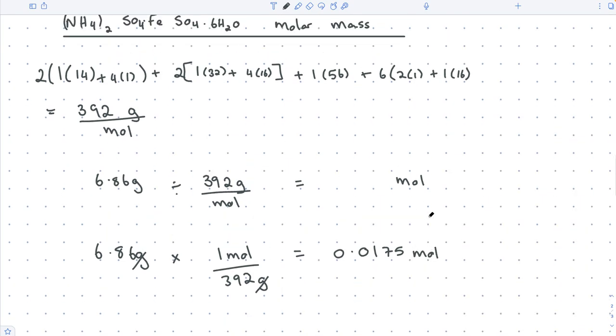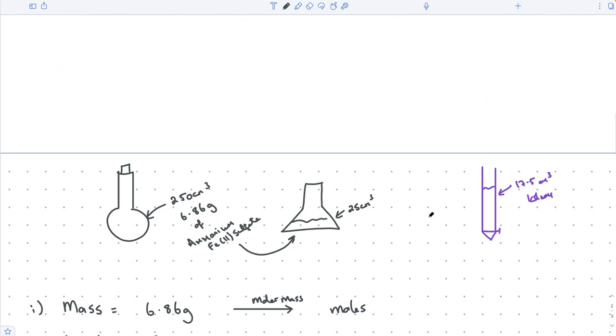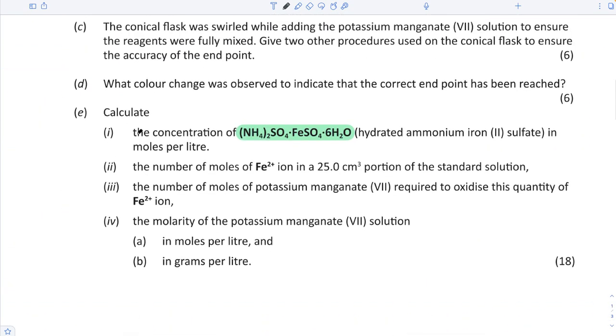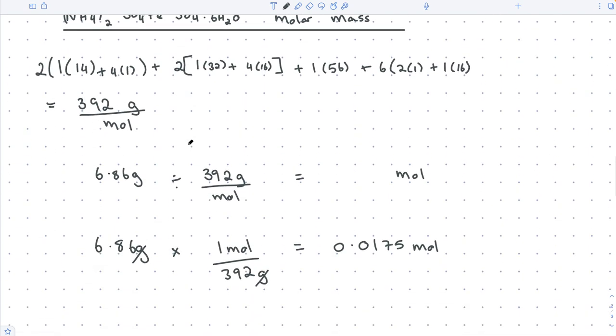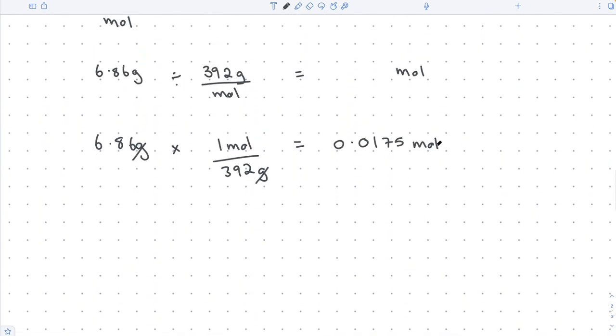Let's go back up to the question and see have we answered it fully. So we go back up. It said calculate the concentration of it in moles per litre. So I'm not quite done yet. I needed to get the moles per litre. So that is the number of moles that we had in 250 centimetres cubed. And what I wanted to get was the moles per litre.